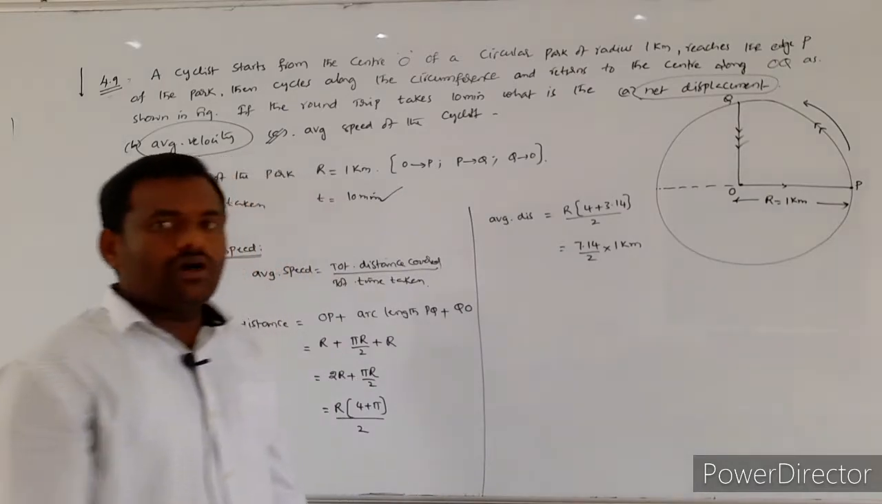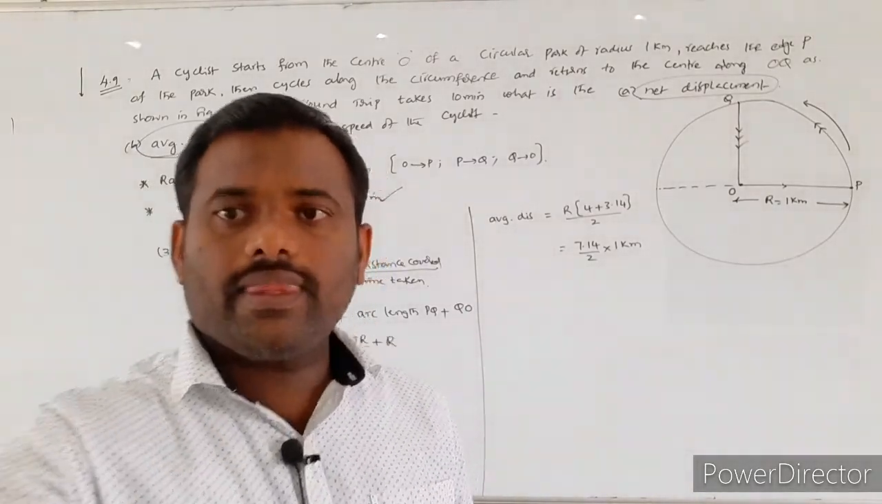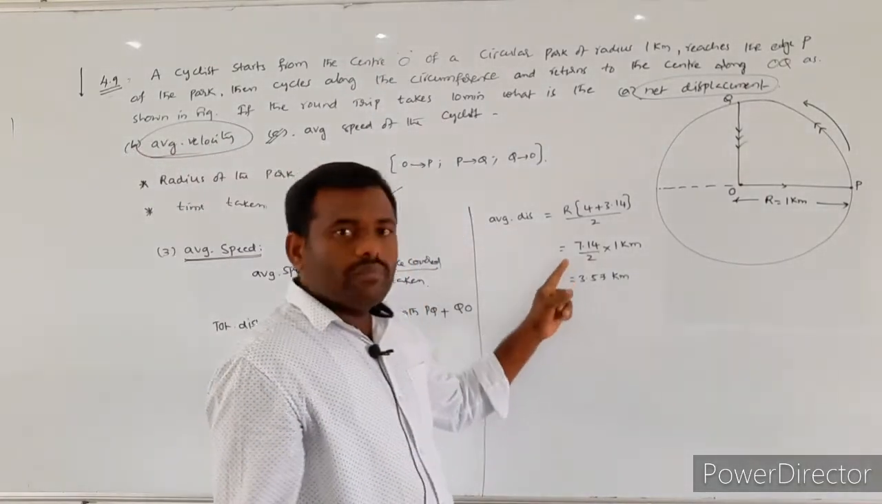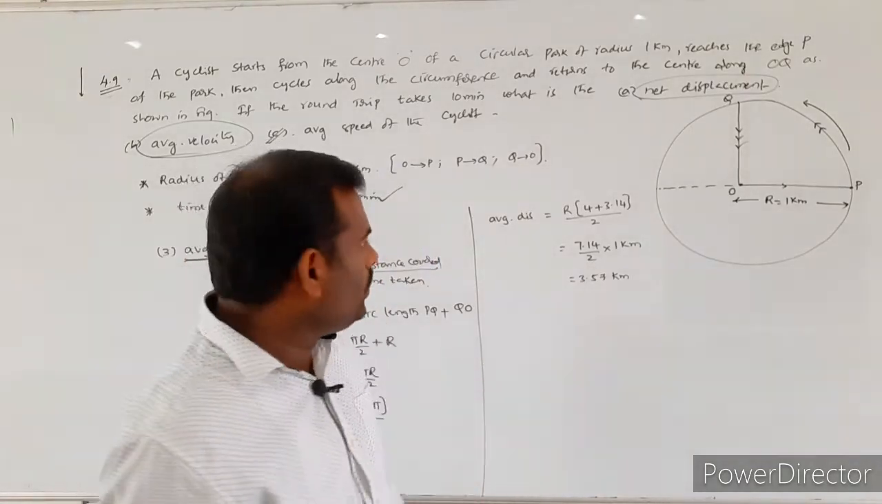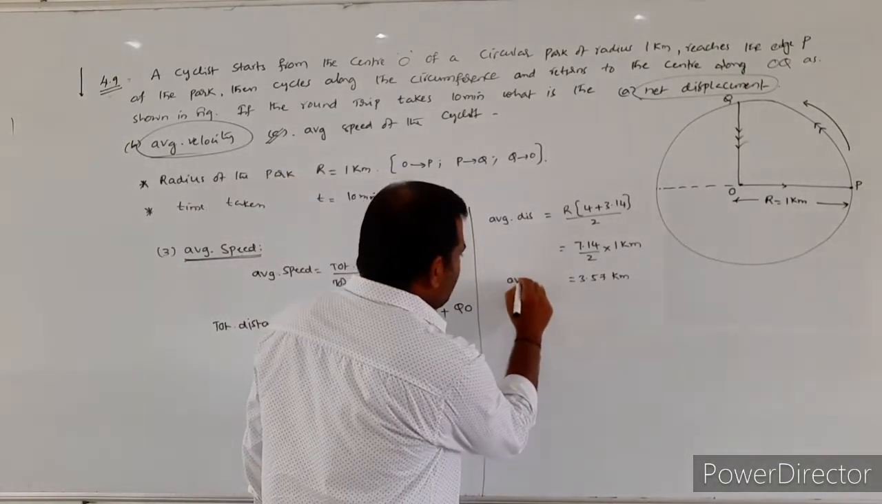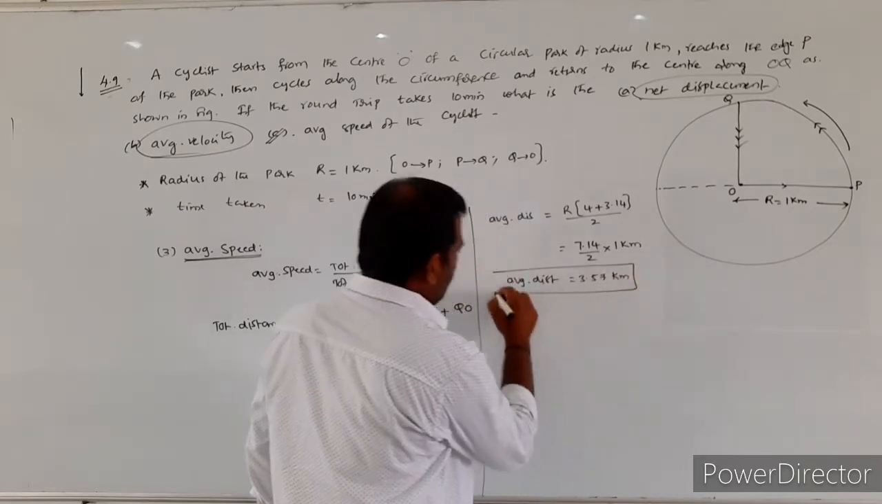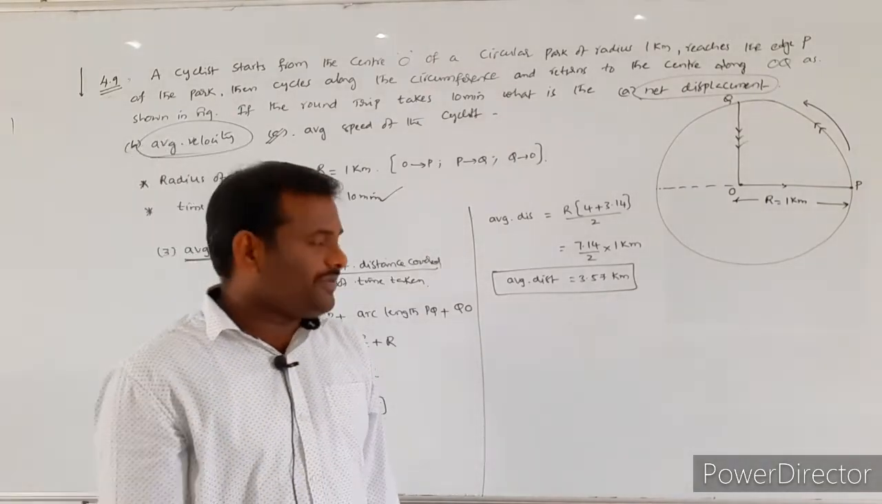R value is equal to how much? 1 kilometer. So if you simplify this value, how much did you get for the average distance? 3.57 kilometers.